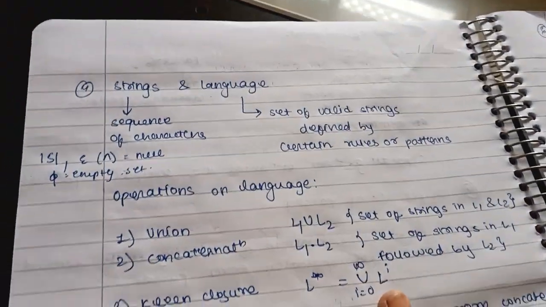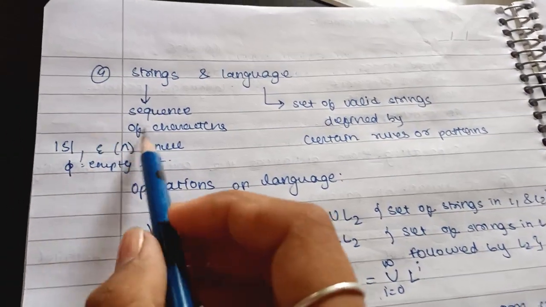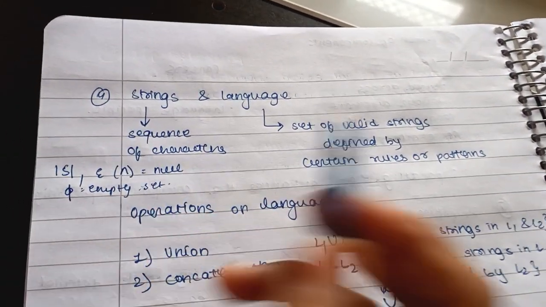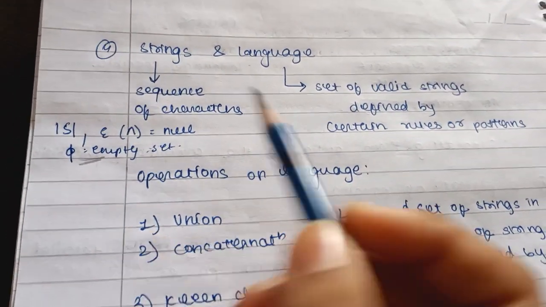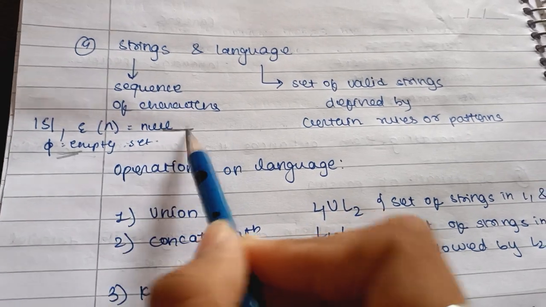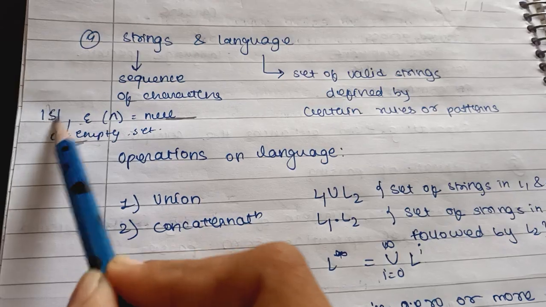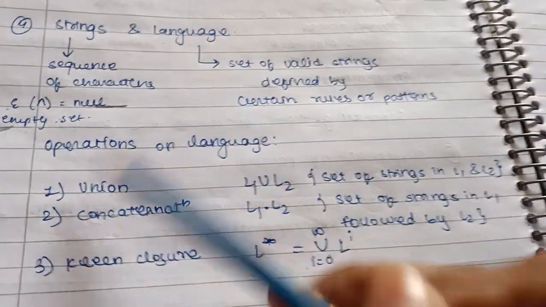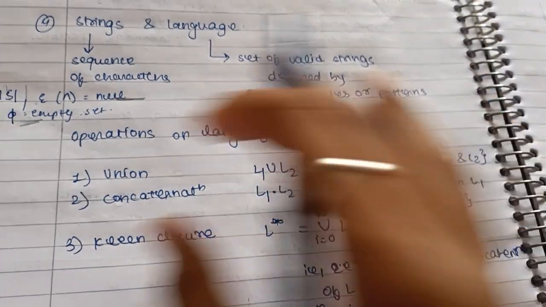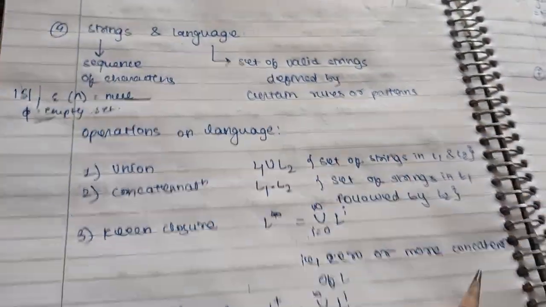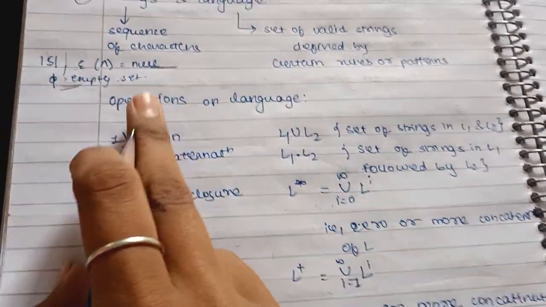Next we have strings and language. A string is nothing but a sequence of characters. When you have an empty set of characters, it is an empty set which is denoted by phi. Similarly, a null string is denoted by null or epsilon, and this represents the length of the string. A language is nothing but a set of valid strings which is defined by certain rules or patterns on those particular strings. That forms a language, as you might have already seen in the theory of computation.